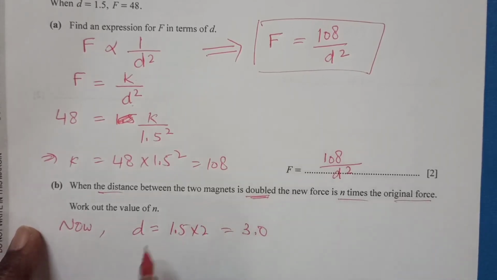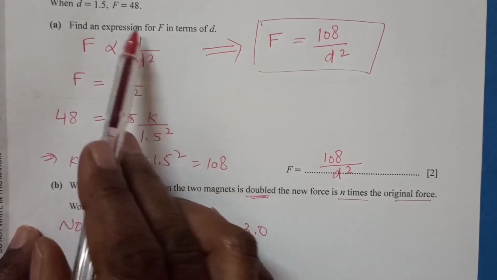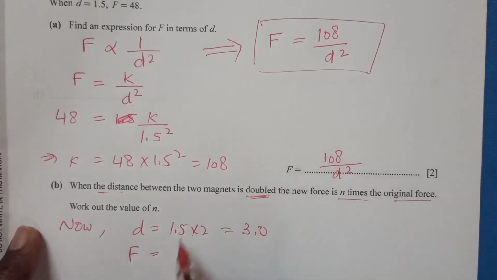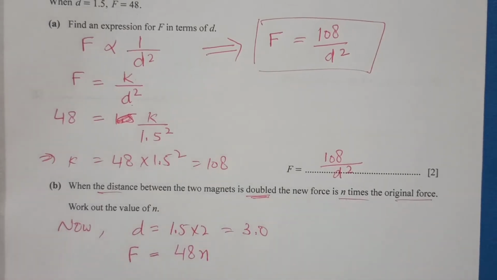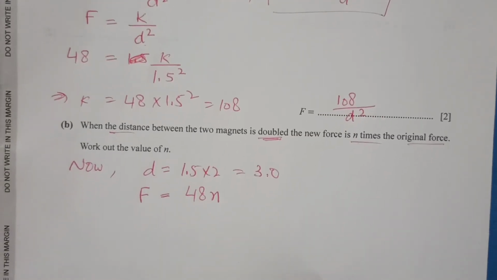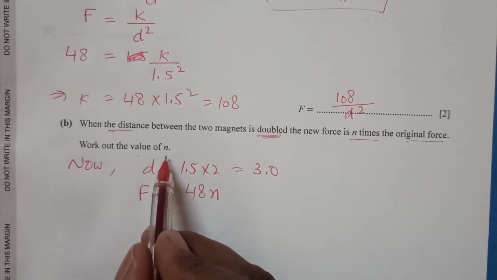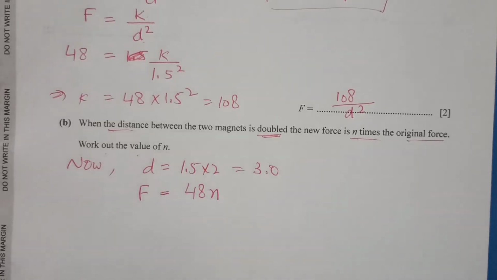Then he said the force was 48. It says that is n times the original, so that means 48 times n. So this is our new information that we have been given. Work out the value of n. So we need to find out the value of n.